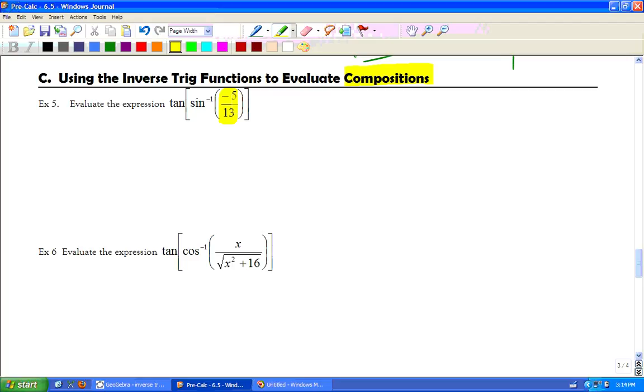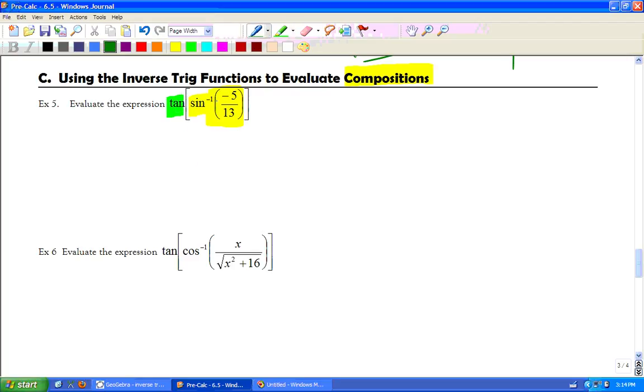Our range for sine inverse is angles. This, as crazy as it looks, is an angle. Sine inverse of negative 5/13 is saying, give me the angle that gives me a sine ratio of negative 5 over 13. So when we add this extra element of what's the tangent of that, it's just saying what's the tangent of this angle.